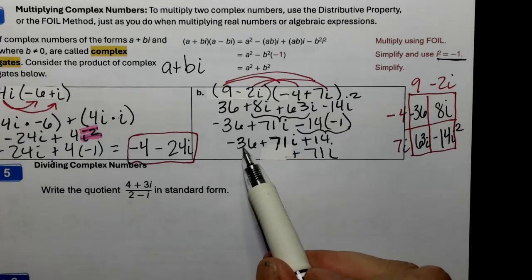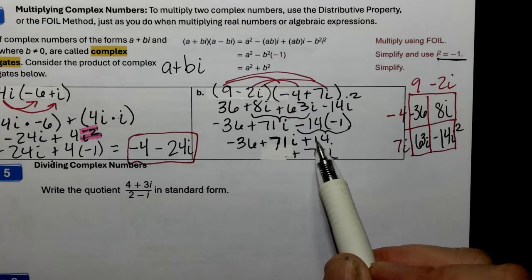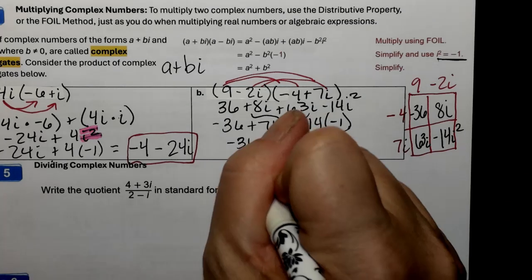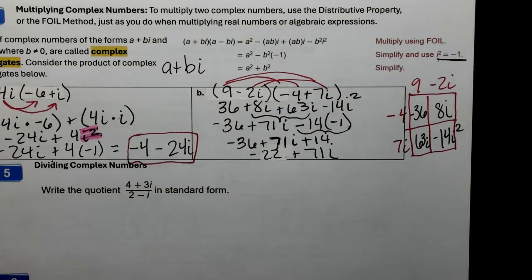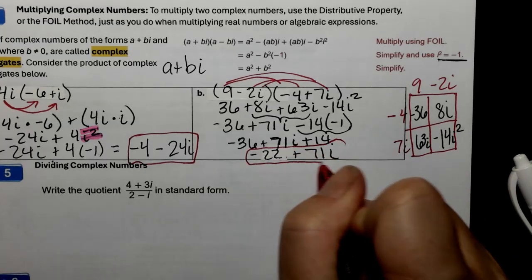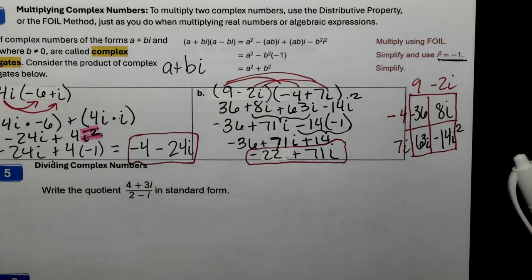Miss Gill did not make our 36 negative. So we have -36 plus 14. That's what I get for not looking at my notes as I'm going through these. That equals -22. So we got -22 plus 71i. Now Miss Gill's answer is correct. If you're wondering what kind of magic Miss Gill is making, good for you.